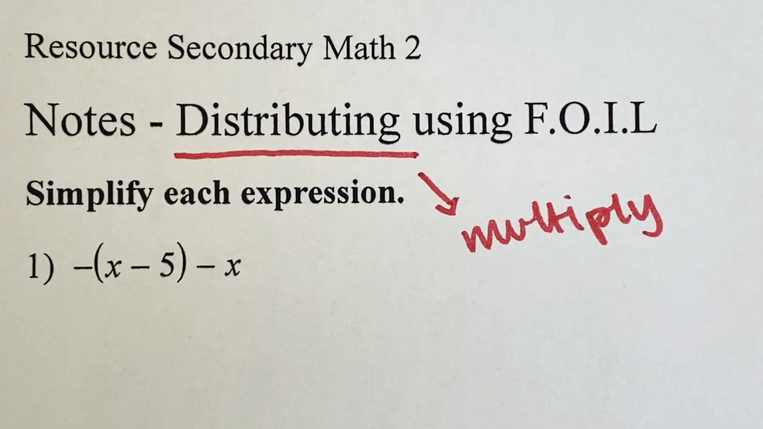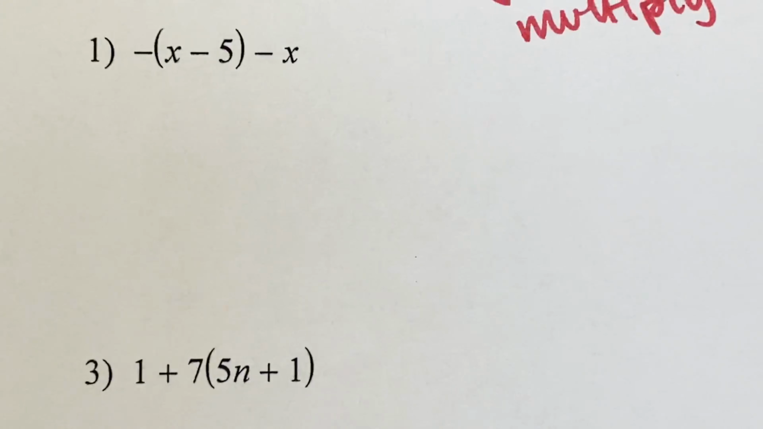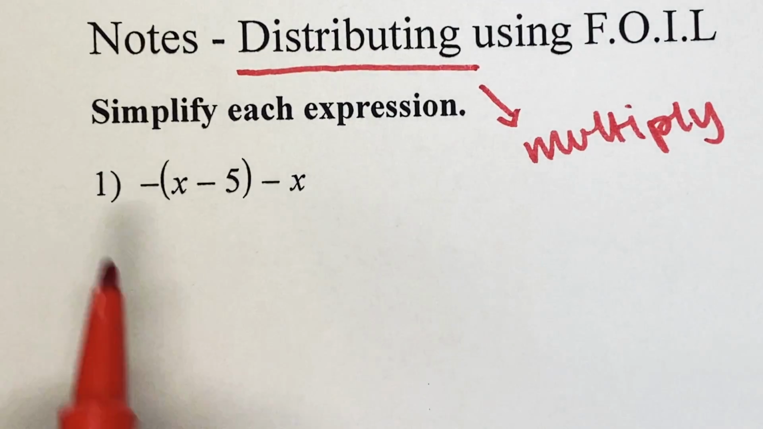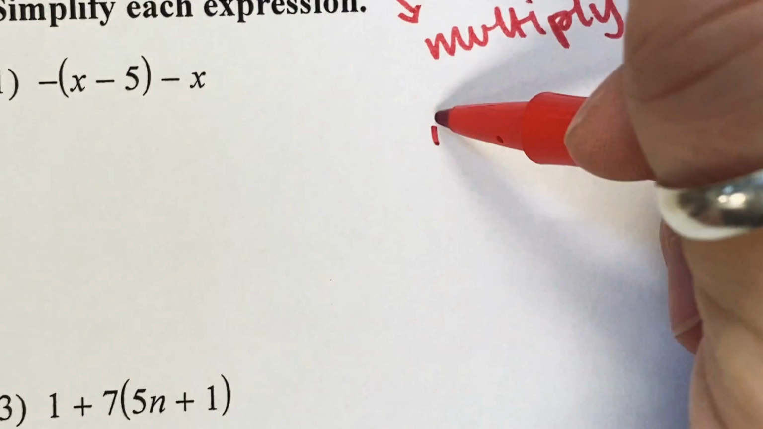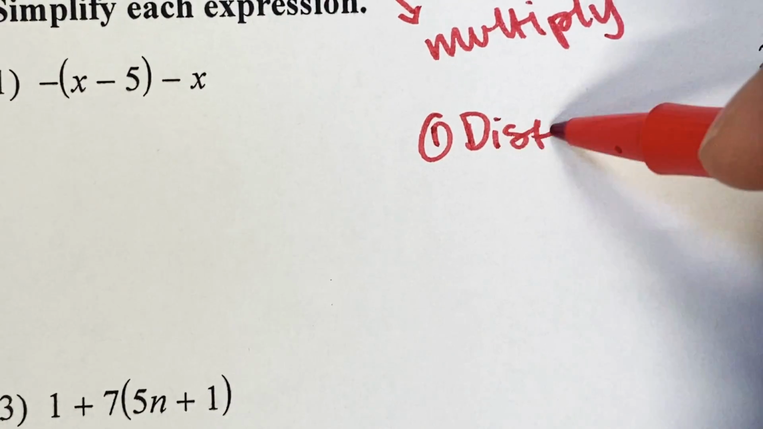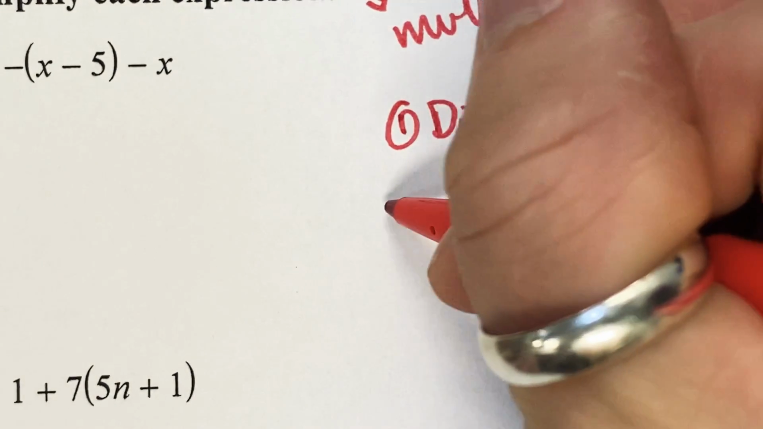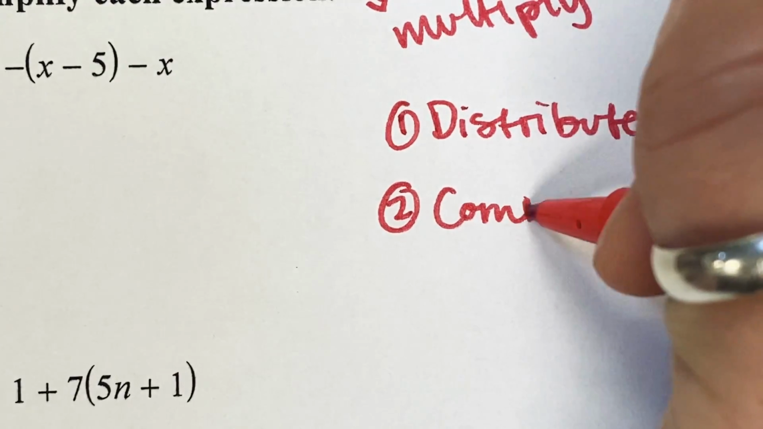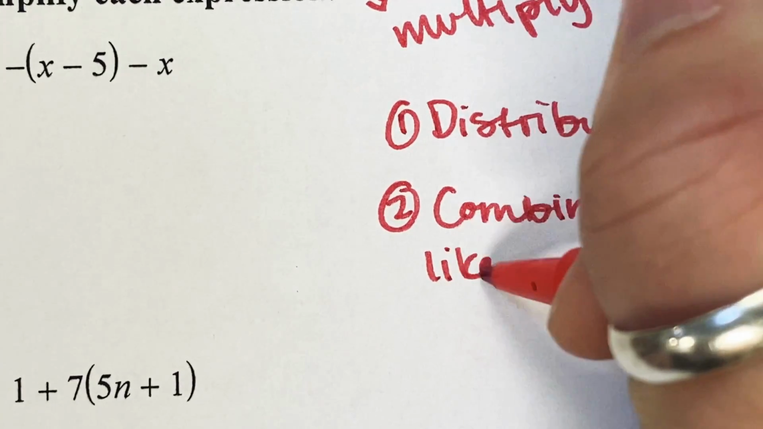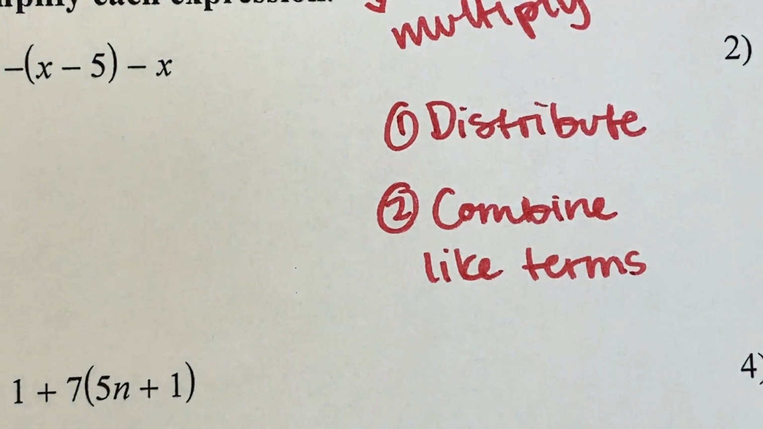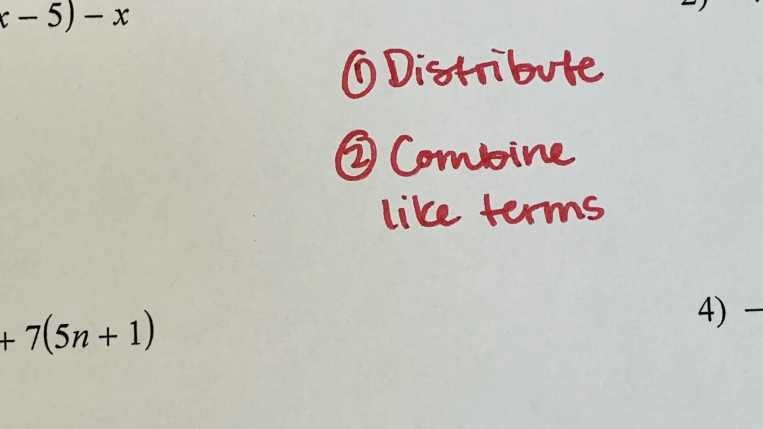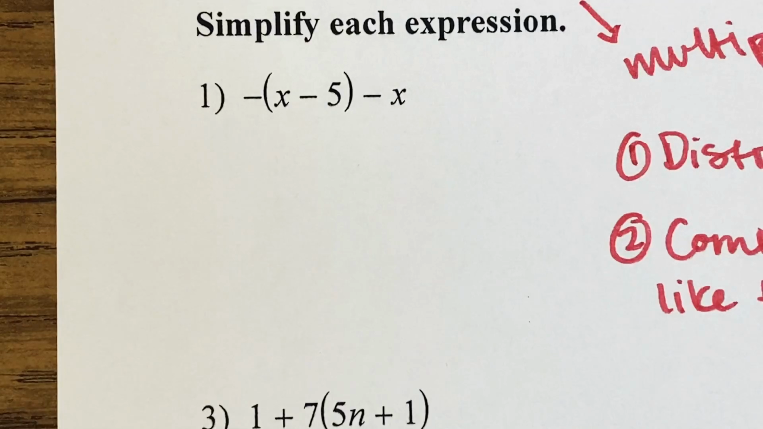So on 1 through 4, let's write down some steps for simplifying these expressions. Our first step is to distribute. We must distribute before we do our second step, which is to combine like terms. Make sure those two steps are written on your paper. That is how we are going to simplify these first expressions on our notes, 1 through 4. Let's go ahead and practice this.